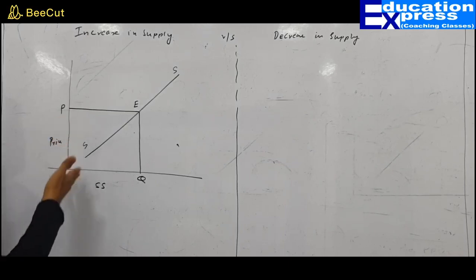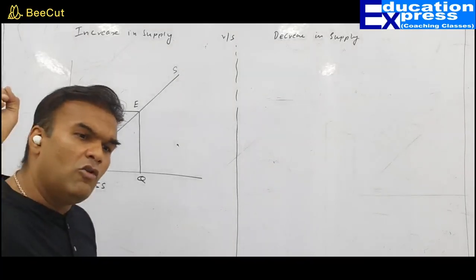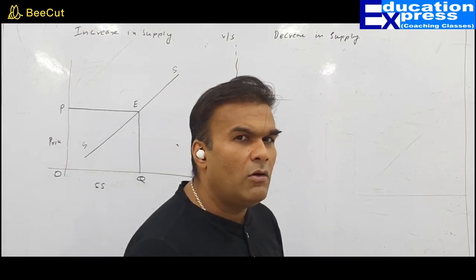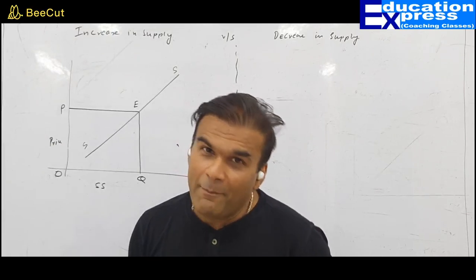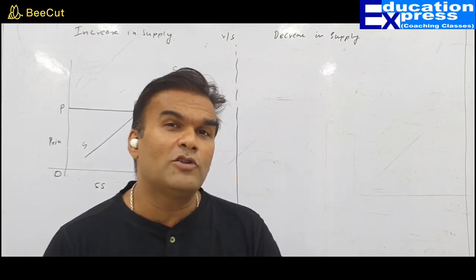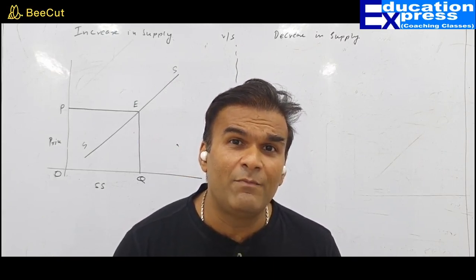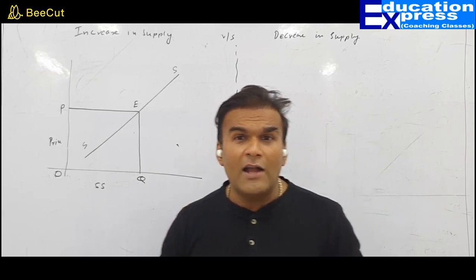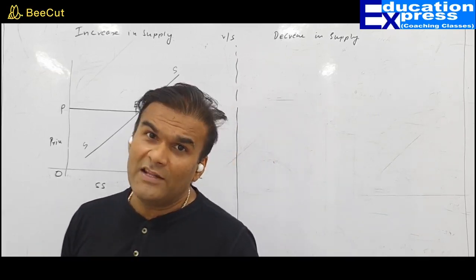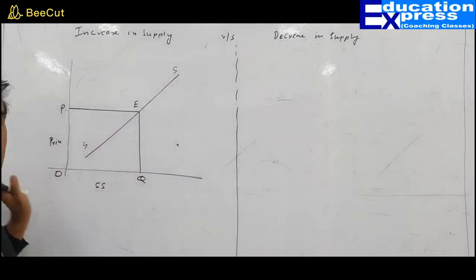I cannot show change in price over here. Showing change in price over here means you are talking about variation in supply. You are not talking about changes in supply. Changes in supply can happen only and only because of the other factors. So you don't have to change the price. My price is going to remain the same. You can't change price. Remember, my dear friends, that's the difference. So here my price will not change.